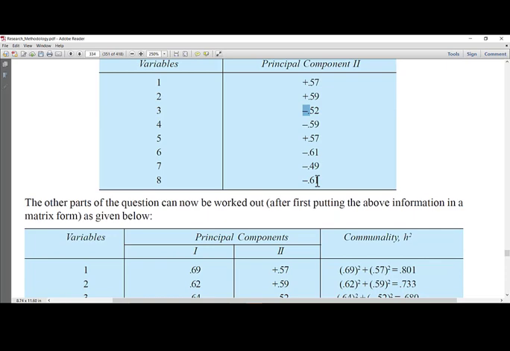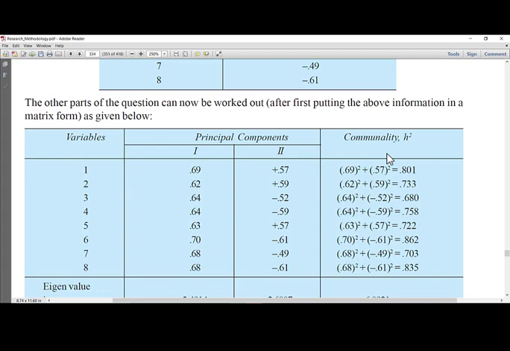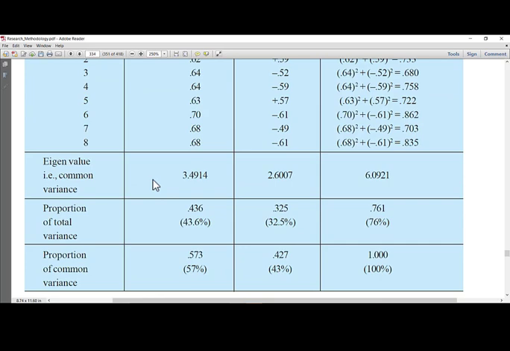Here, now we have these variables, principal components, and communality H square. Communality H square is calculated just like in centroid method. This is 0.69 square plus 0.57 square, that is 0.801. And like that other values, you can see. And then eigenvalue, that is a common variance. That is how this is obtained.